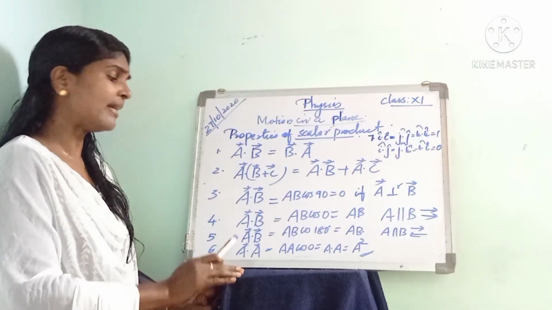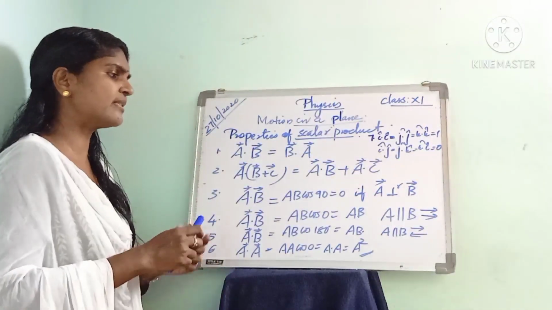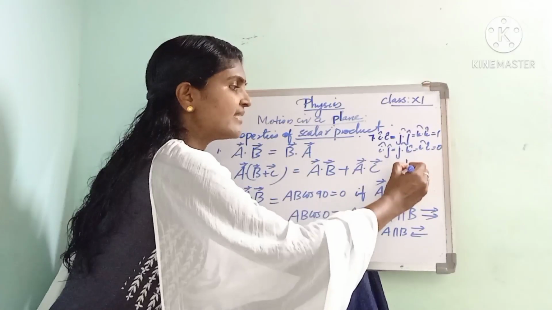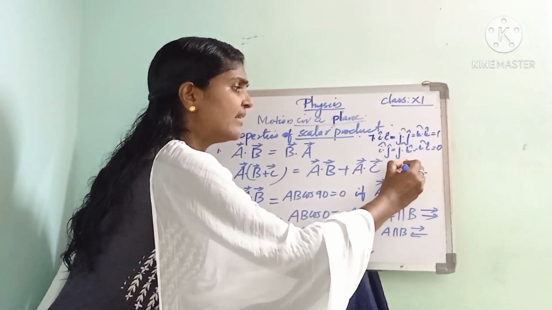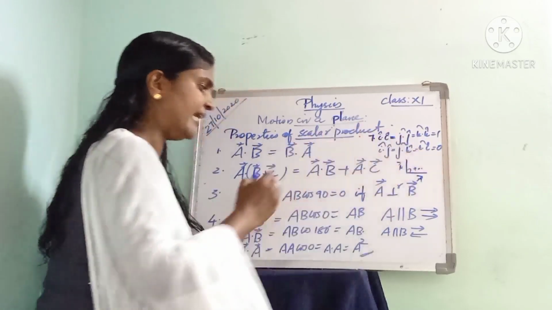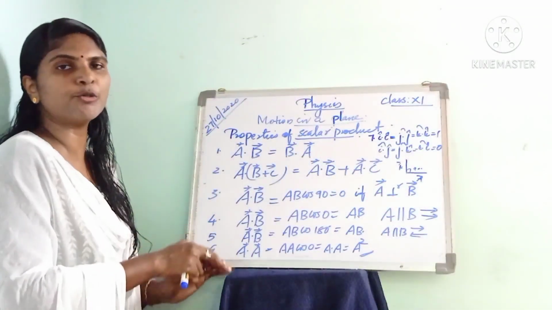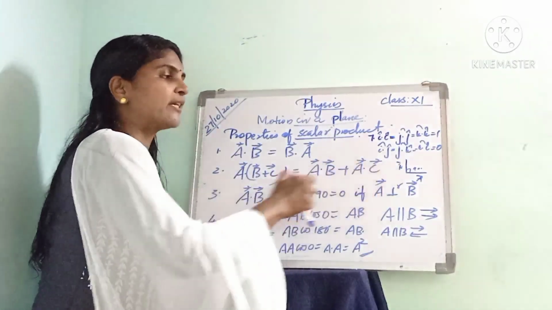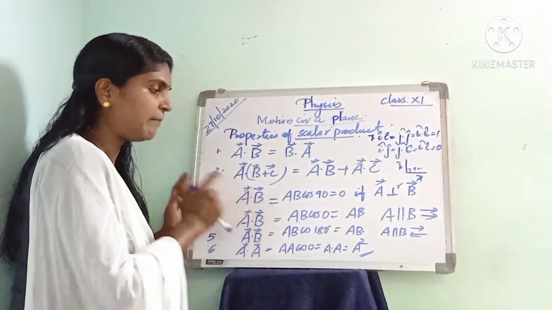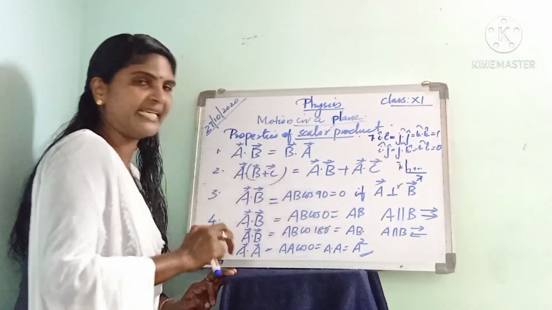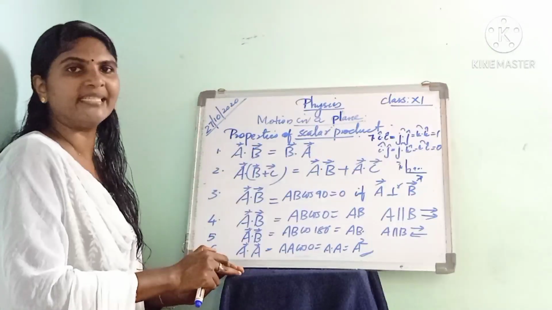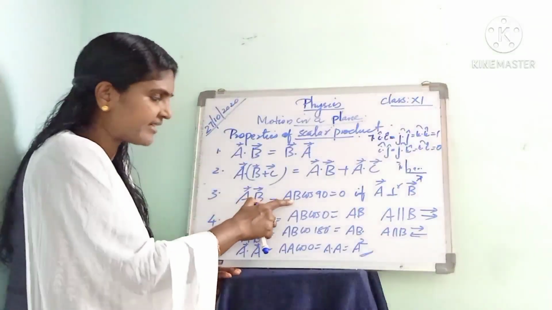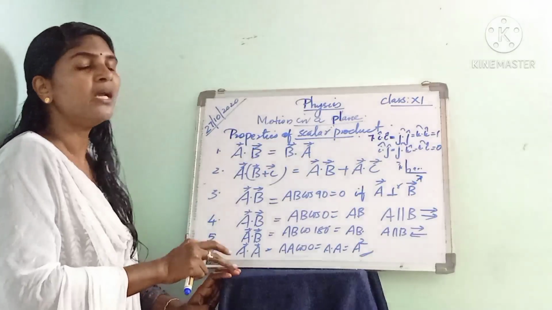Next, the third property. Suppose the two vectors A and B are perpendicular, then what is the angle between them? Actually it is 90 degrees. Theta is the angle between the two vectors A and B, and here the angle is 90. So A dot B is AB cos theta, and since these two vectors are perpendicular, the angle is 90. So we can write AB cos 90.